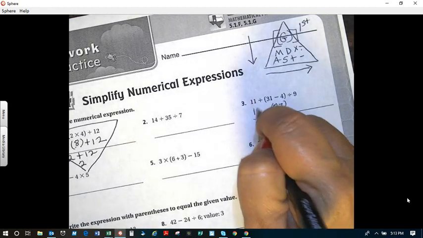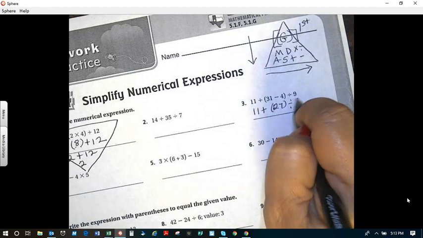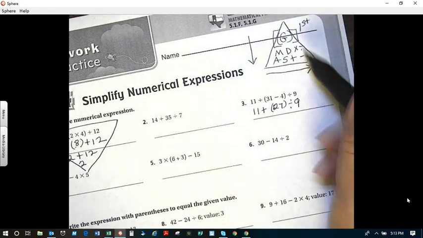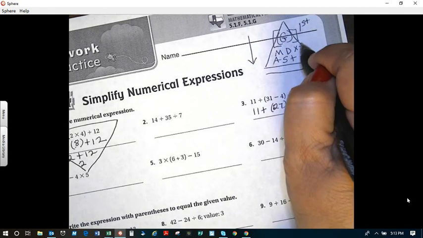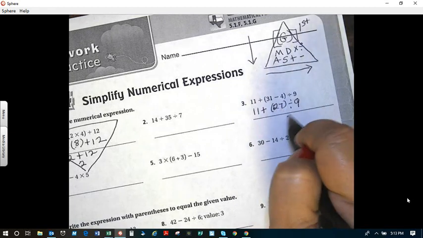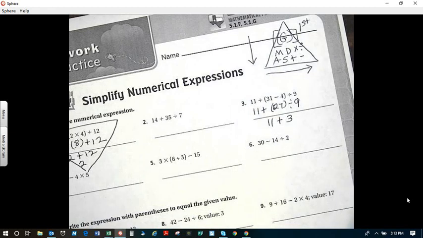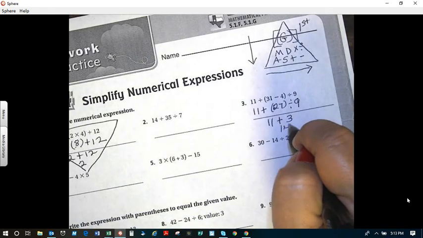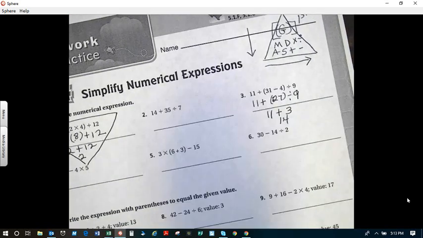I'm going to bring in my 11 plus, divided by 9. All right, now I have to look at, is multiplication or division next? And yes, it is. I have division that's next. 27 divided by 9 is 3, and I'm going to bring down my 11. So 11 plus 3 is 14. Okay, now the next one is number 5.